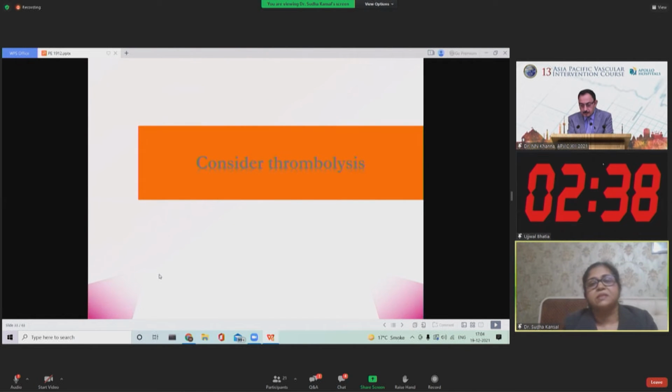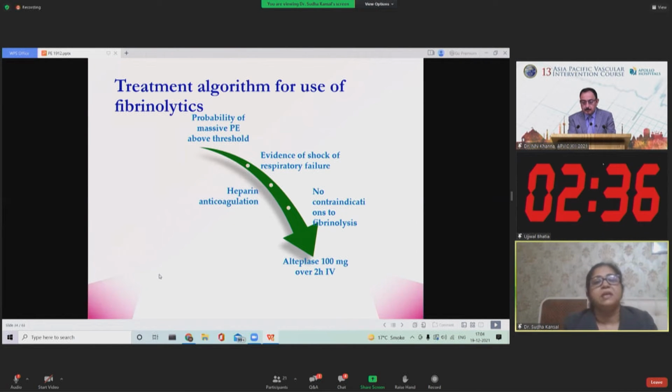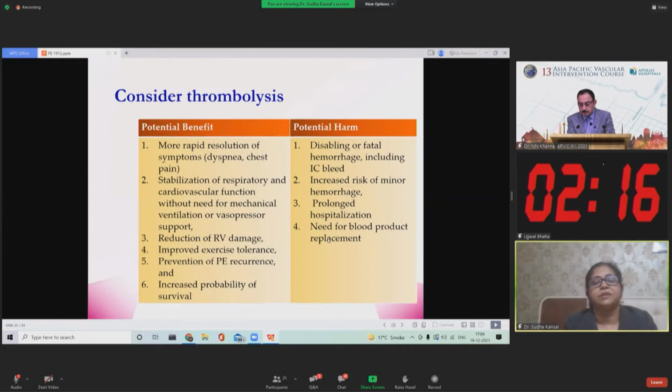So next is thrombolysis. What we do is, if there's a probability of massive pulmonary embolism, evidence of shock or respiratory failure, I've already given heparin anticoagulation. I've asked for an echo, and echo has proven pulmonary embolism. If possible, I'll do a CTPA. If not, depending upon echo and the clinical scenario, I'll move on to fibrinolysis if there is no contraindication.